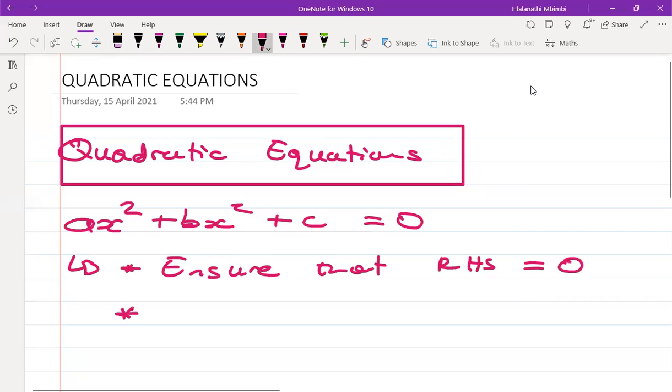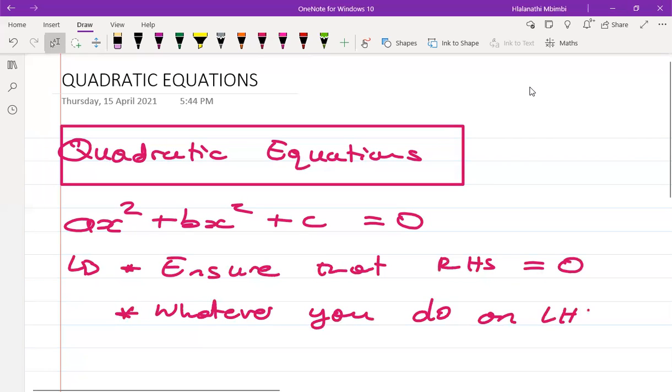But something that I didn't mention, which is something that's the same for all equations, is that whatever you do on the left-hand side of the equation, you do on the right-hand side.